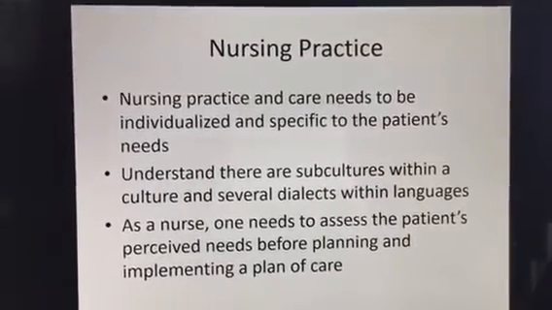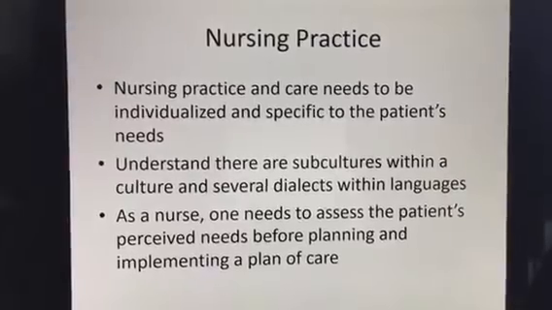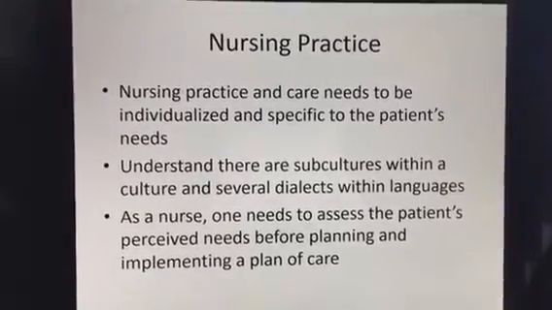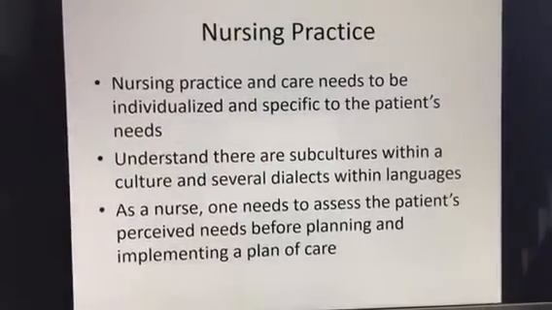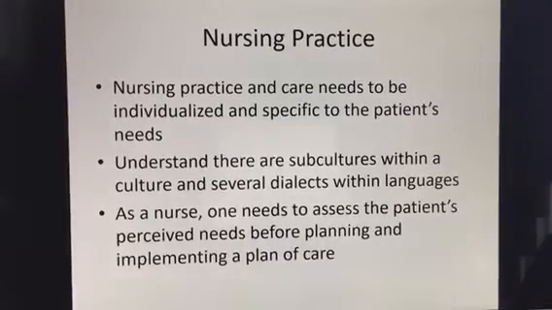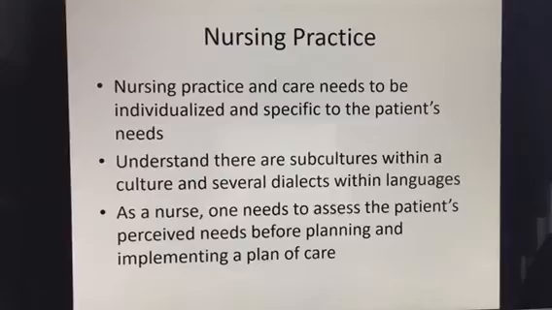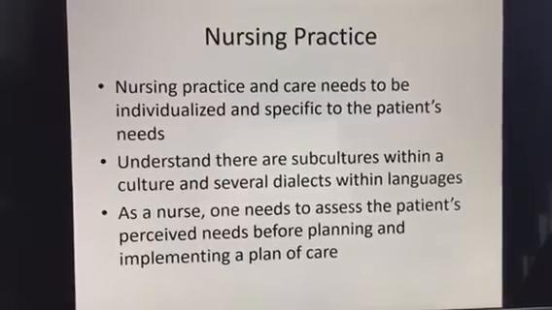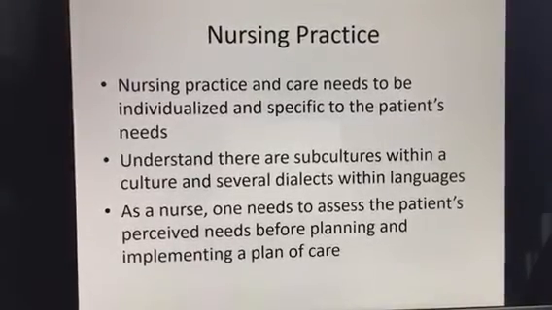This is the second part of the community and culture presentation. We left off talking about levels of health promotion and prevention of disease, the primary, secondary, and tertiary levels.